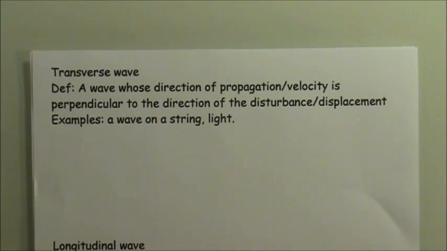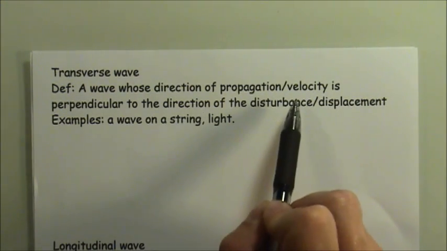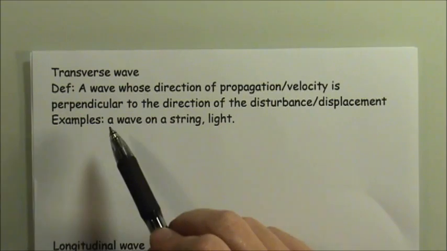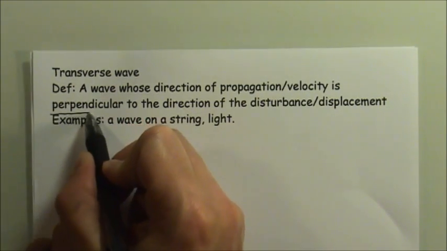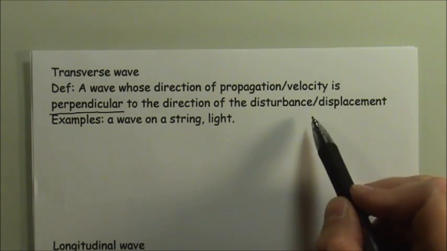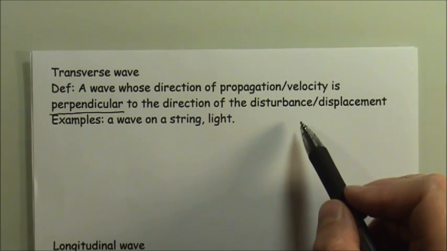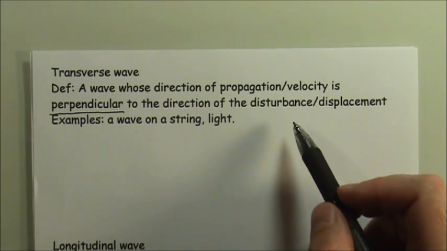So in the transverse wave, the comparison between those two is that the direction of propagation or the direction of the wave velocity is going to be perpendicular to the direction of the disturbance or the displacement. That is to say that the medium will move in one direction, the disturbance or the displacement will be in one direction, and then the direction of the velocity of the wave will be perpendicular to that direction. And the best way to explain that is to draw an example.